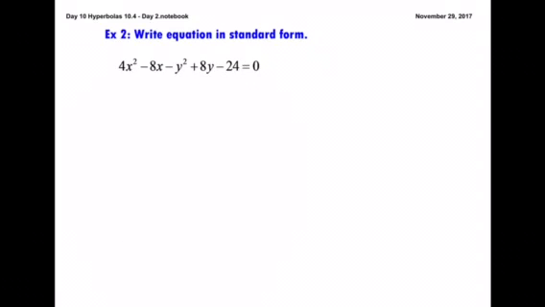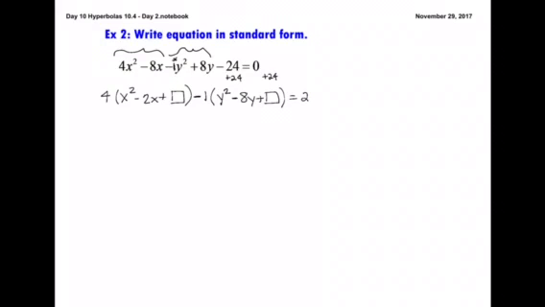Example number 2 says write the equation in standard form. So again, our x's are already grouped next to each other. Our y's are already grouped next to each other. So we need to factor out our greatest common factor. So we factor out a 4 for our x's. We're going to factor out a negative 1 for our y so that we get our minus sign in between our two ratios. Y squared becomes negative 8y plus our box. When you move your 24 to the right-hand side of your equation, it becomes positive.